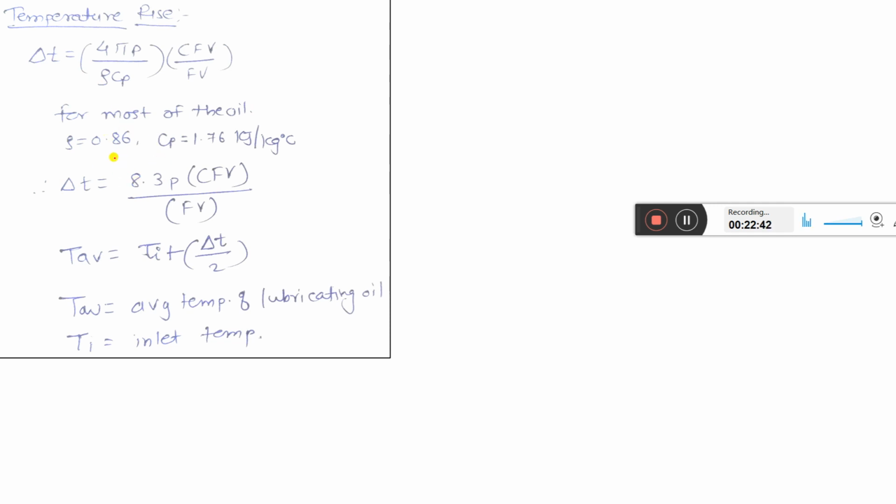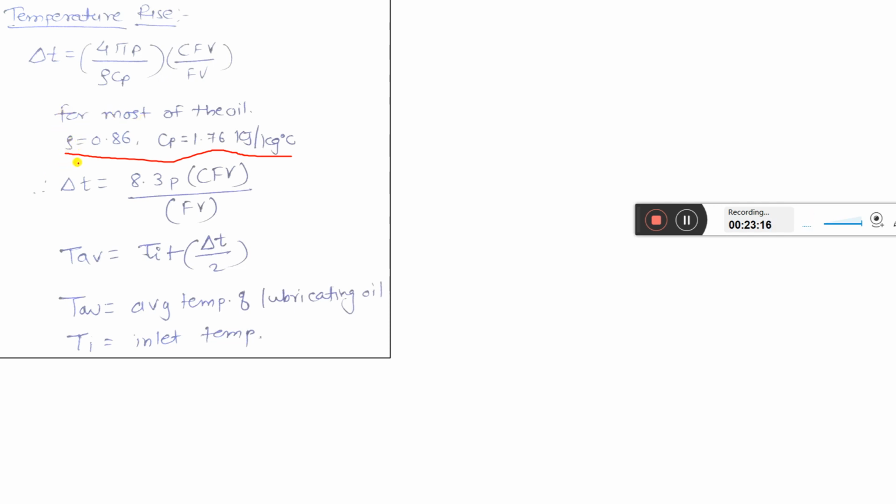Generally it is 0.86. Density or specific density, they can give as a dimensionless number or as a density. If you divide by 1000, that will give you a dimensionless number also. Okay, and Cp is nothing but specific heat at constant pressure. So Cp is 1.76 kilojoule per kg degree centigrade. These two values are mostly used for all lubricants.